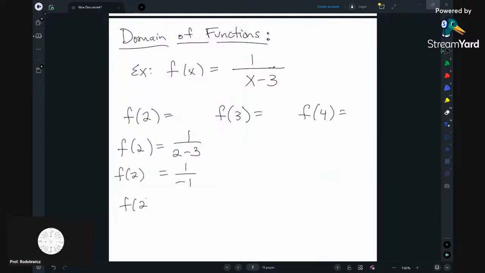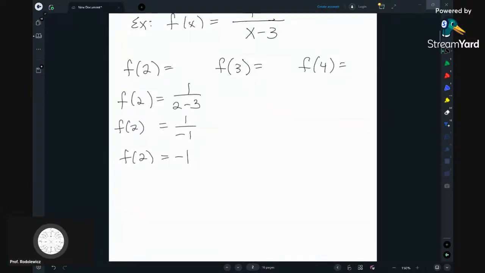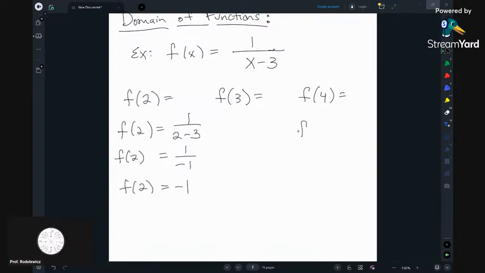which means this rule now says not Matt pairs with Jessica, not Tom pairs with Jessica, but it says 2 as an input pairs with -1. This input pairs with that output. What about f of 4? Same idea. F of 4 means 1 over 4 minus 3. 4 minus 3 is 1, and this simplifies to 1.